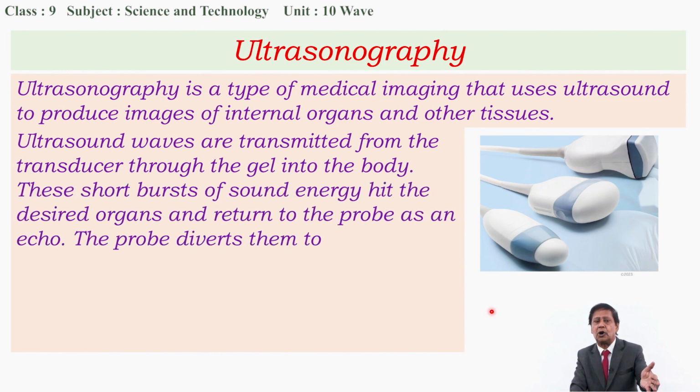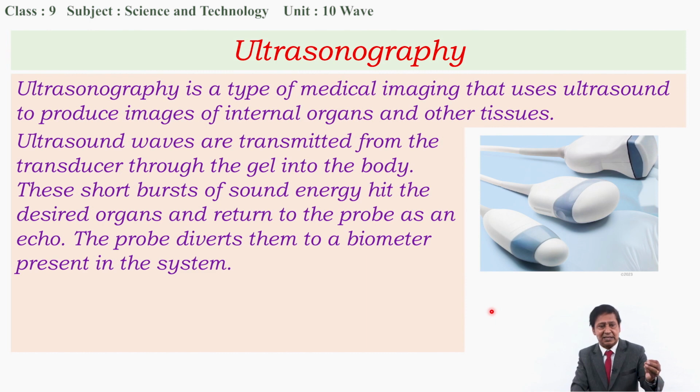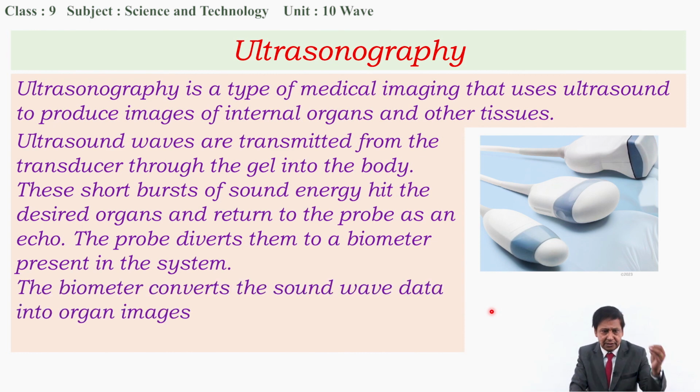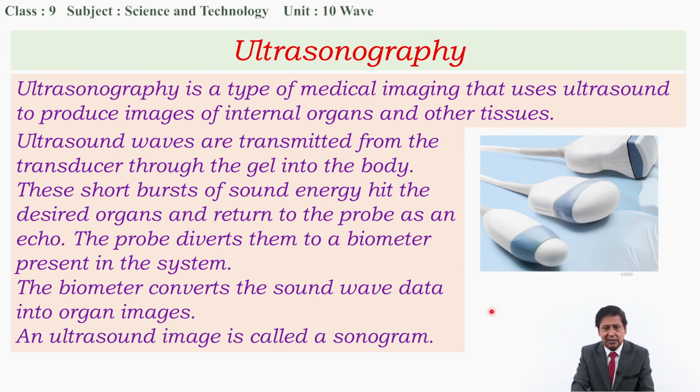This short burst of sound energy hits the desired organ and returns to the probe as an echo. The probe diverts them to a biometer present in the system, and the biometer converts the sound wave data into an image. This image is called a sonogram. An ultrasound image is called a sonogram. Looking at that sonogram, the doctor can identify the condition of the particular organ, the condition of the baby, of the mother's womb, whatever they are examining.